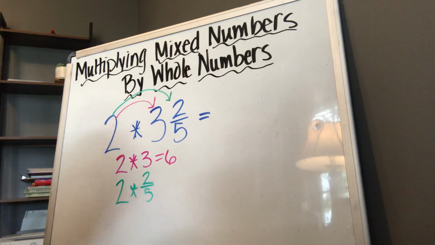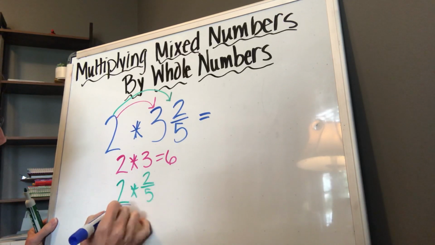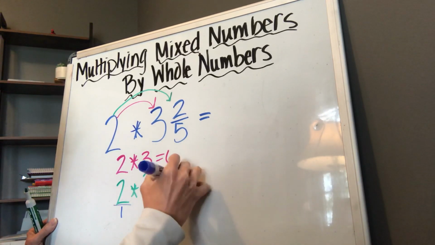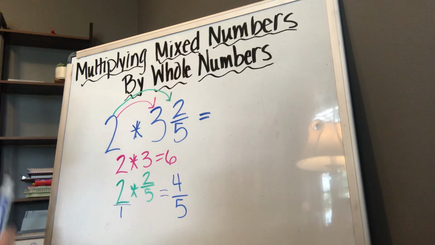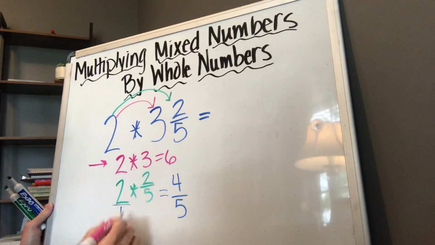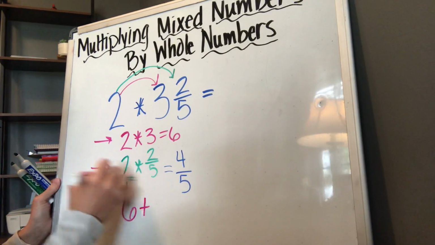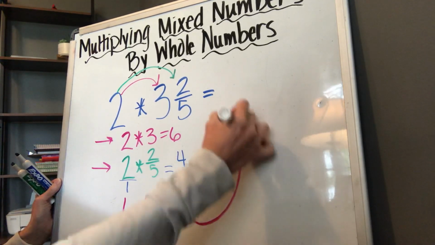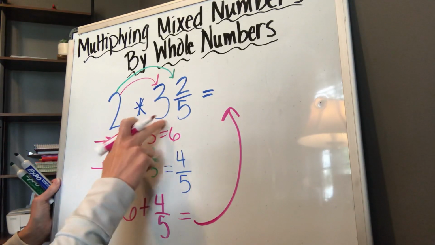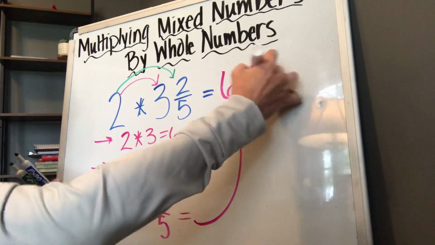And remember, when you are multiplying a whole number times a fraction, you put that whole number over 1, multiply your numerators, then multiply your denominators. Then you can take your first product, 6, and add on your second product, 4/5. So your answer for 2 times 3 and 2/5 is these two added together, 6 and 4/5.